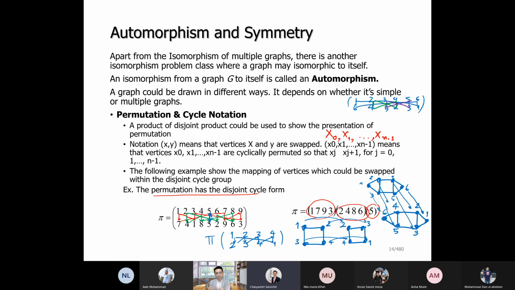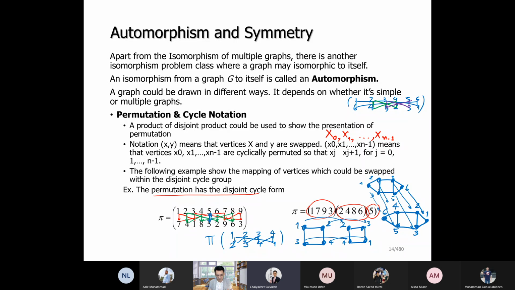Previously node 2 would be adjacent to 1, 4, and 3. In the bijection here, we have 4 adjacent to 6, 5, and 2, for example. And the mapping should maintain this. By default, this is the automorphism. By default, the adjacency and non-adjacency must be preserved in the graph. So this is just how you derive from one into another graph.